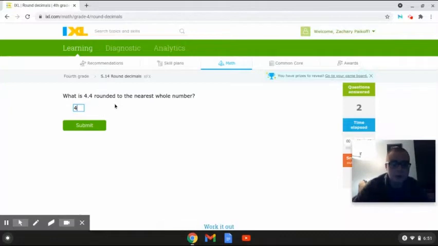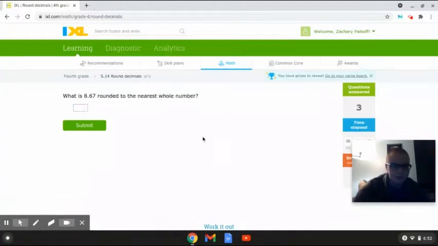So the answer for this problem is 4, because we took a look at the key digit and saw that the number next to it was less than 5, so we let it stay as it was, and 4 is 4.4 rounded to the nearest whole number. And that is how to solve this problem. So let's hop on to another one.